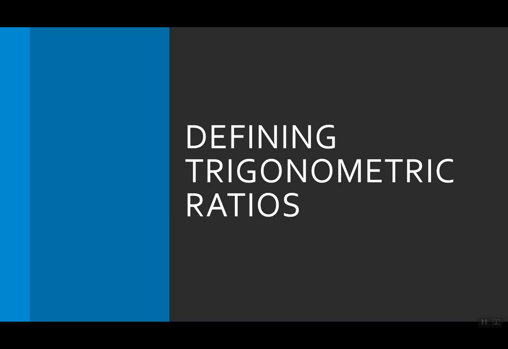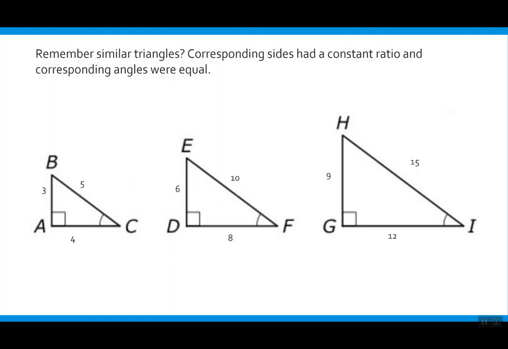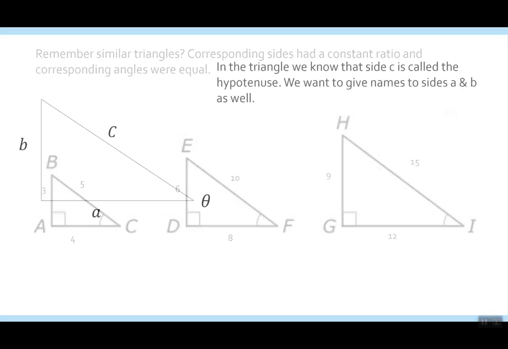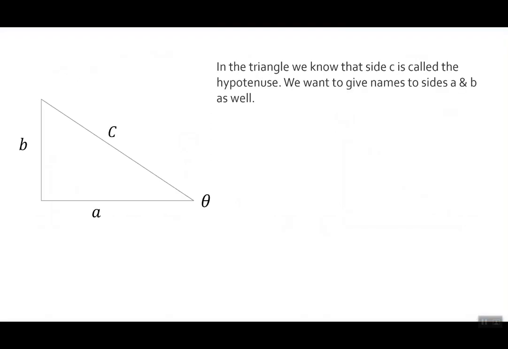Today we start our chapter on trig, and we're going to do that by talking about ratios. Remember when we talked about similar triangles? We had that corresponding sides had a constant ratio and corresponding angles were equal. We also talked about the side C being called the hypotenuse. We want to also give names to sides A and B.